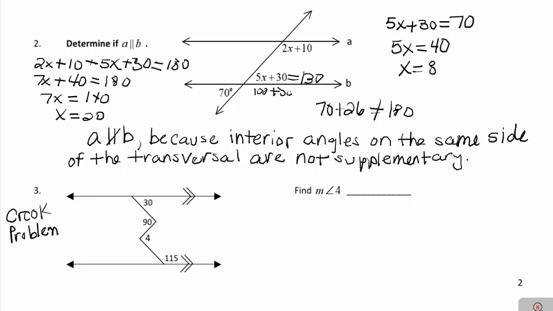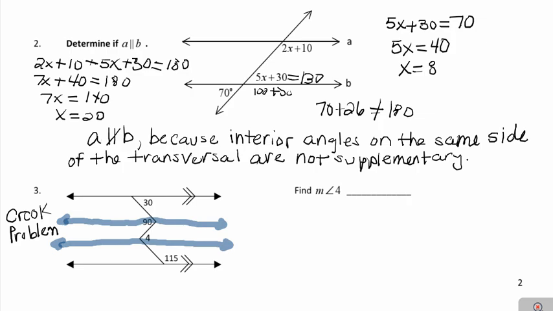So anytime you have a crook problem, you start by drawing a line through the point of the crook that is parallel to the other two parallel lines. So in this case, since there are two crooks, I'm going to draw two lines, one through each point. So there were two crooks, so I drew two parallel lines through the points of those crooks. Now I'm just going to start labeling things until I get to this angle 4, which is what I'm trying to find the measure of.